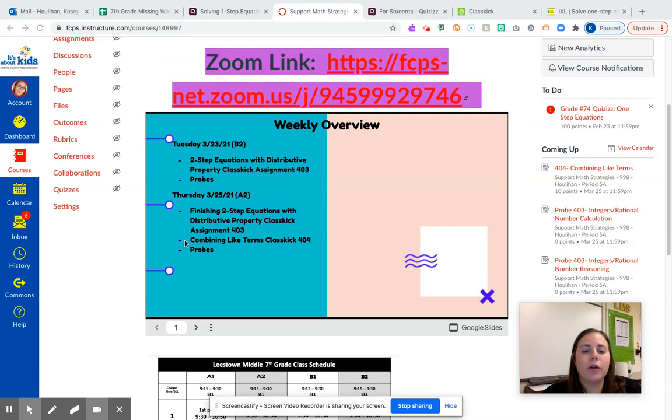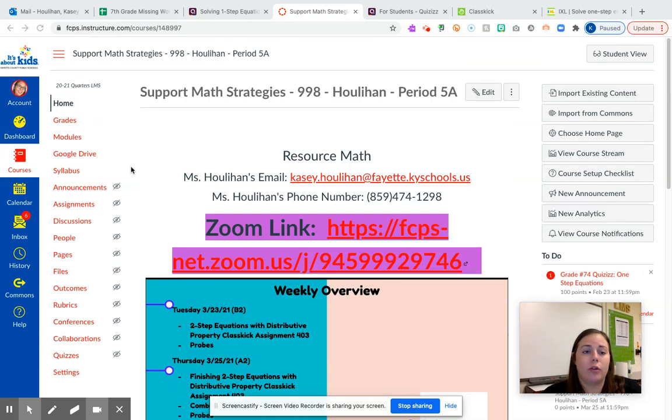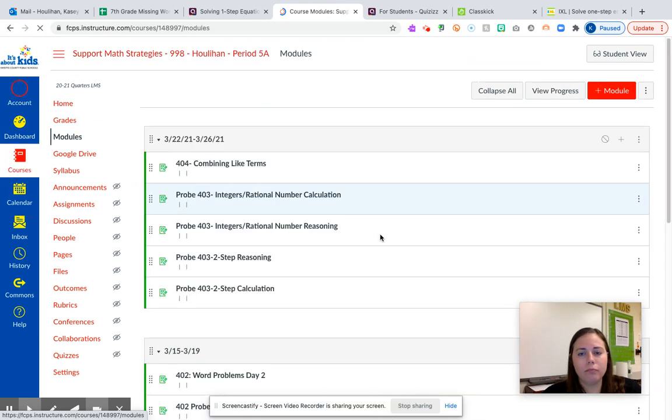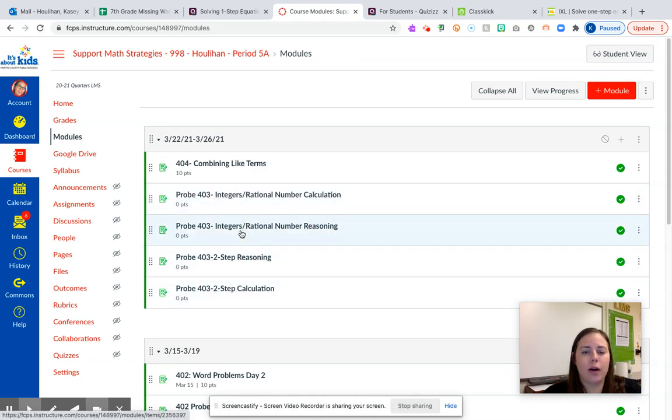And then you also have to combine like terms, and that's 404 in Class Kick. You also need to do your probes. Okay, so if you're looking at either 5A or 5B, here's your stuff for each week. You have your probes, and only the ones that you're assigned will show up. You're not doing all of these. And then you have 404, combining like terms. That's what you need to do this week.